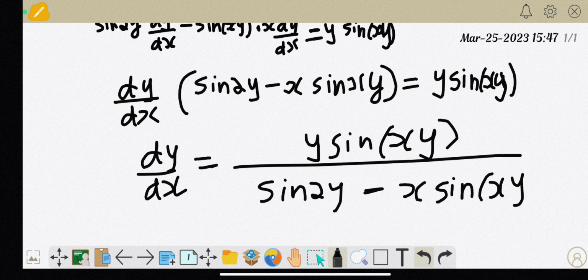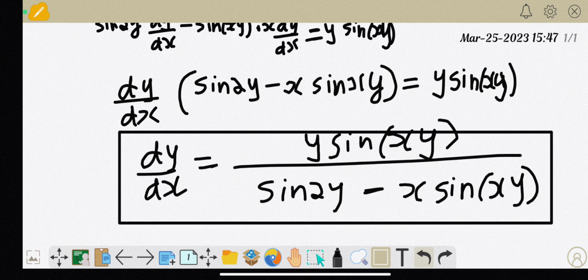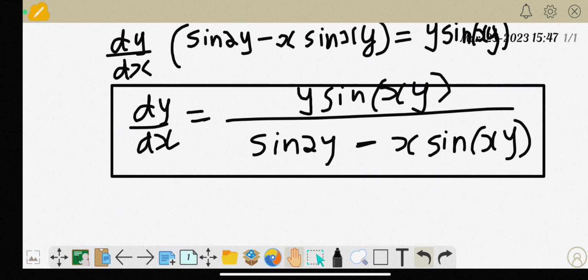Okay, so this is our required answer. So I'll just check in the textbook whether the final answer is given in this form or not. Yeah, they are given in this form. So you could understand now how to solve this.